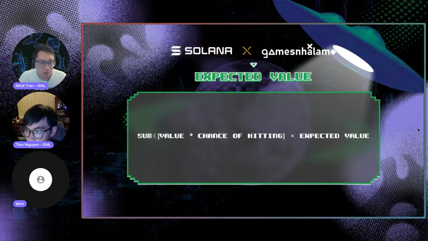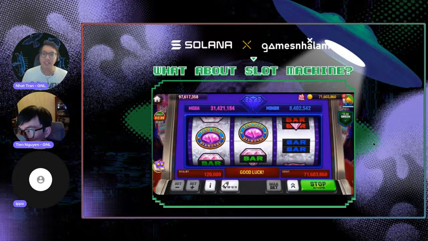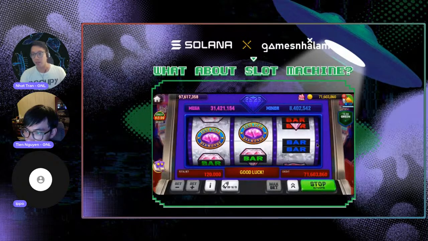Okay, so with all this expected value talk, I did promise you that this is how the house wins at a slot machine game. But how does this relate to the slot machine at all? You may notice that slot machines have different reels. In this example, there are three reels: the left one, the middle one, and the right one. However, if you pay close attention to the reels, you can see that the distribution of the symbols on the reels is not equal.